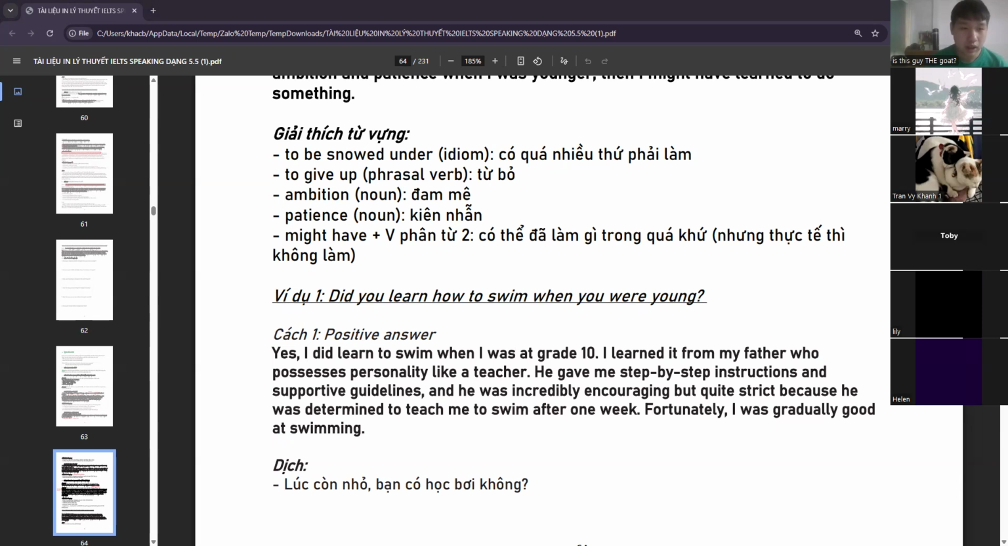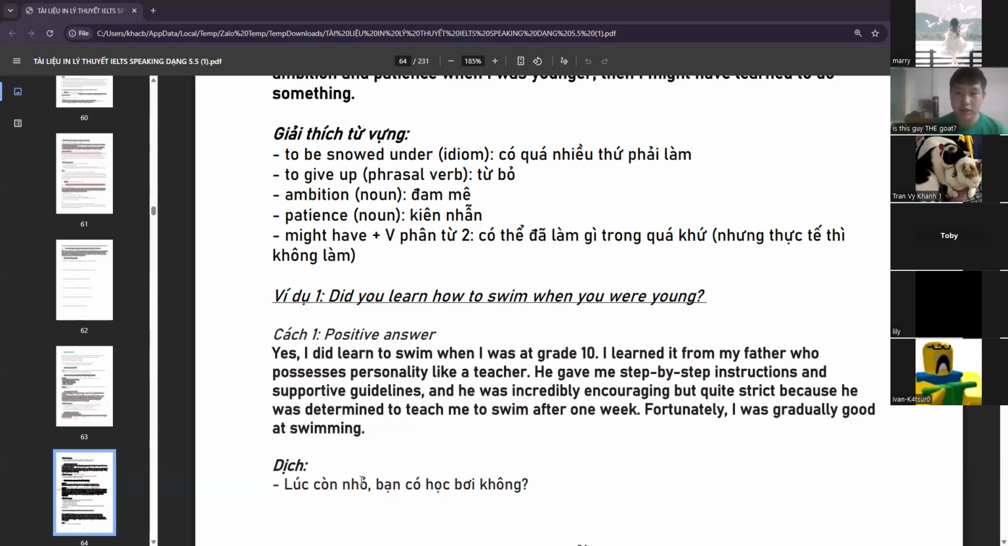All right, pretty simple. A bit shorter than what I would expect, but still a generally valid answer. You did specify that you learned how to swim, where you learned it, and in this case who you learned it from, and described his personality, which is a bit further from what I would answer, but yeah. Mary, sure, you can answer too.